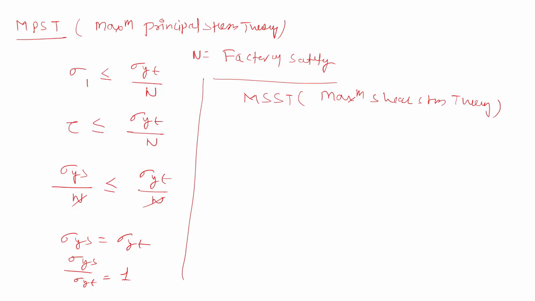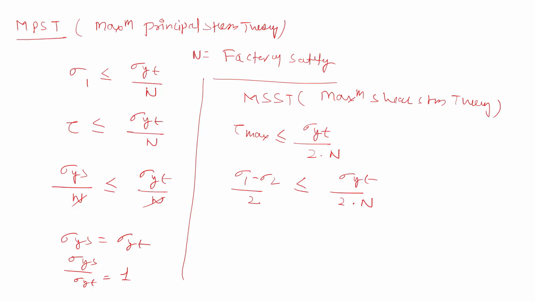So according to this theory, we know that tau max must be less than or equal to sigma yt over 2 multiplied by n. N is factor of safety. So in the case of pure shear stress, tau max can be given as sigma 1 minus sigma 2 divided by 2. This must be less than or equal to sigma yt over 2 times n.